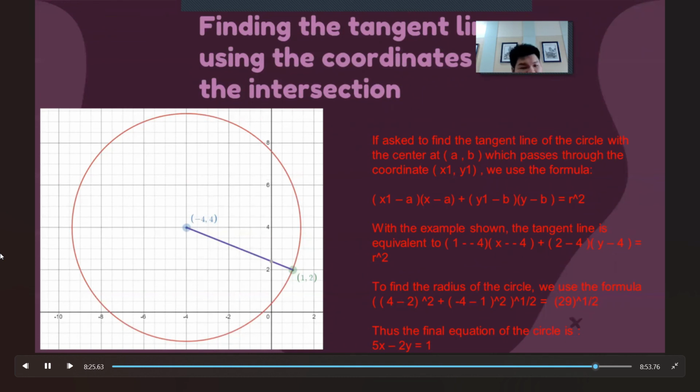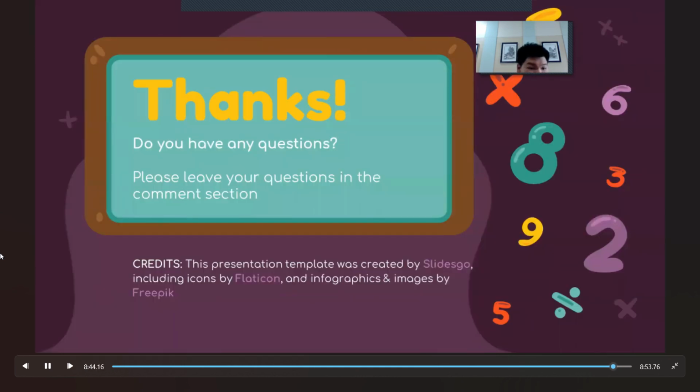The given coordinates on the circle are 1 and 2, and the center of the circle is located at -4 and 4. So all we have to do is input these values into the equation on the screen, and we will be able to obtain the line equation of the tangent line. It's much easier than you think, right?